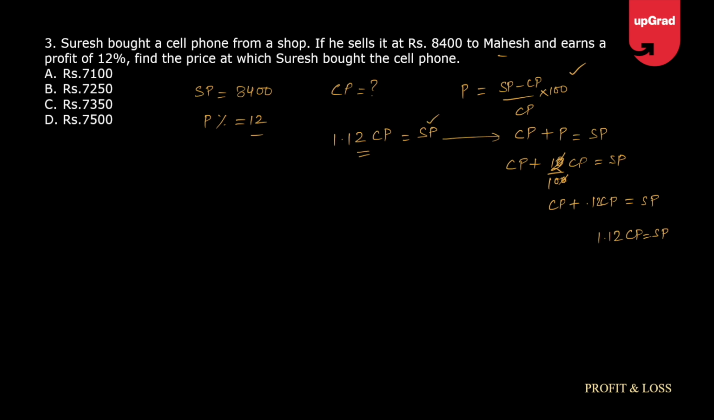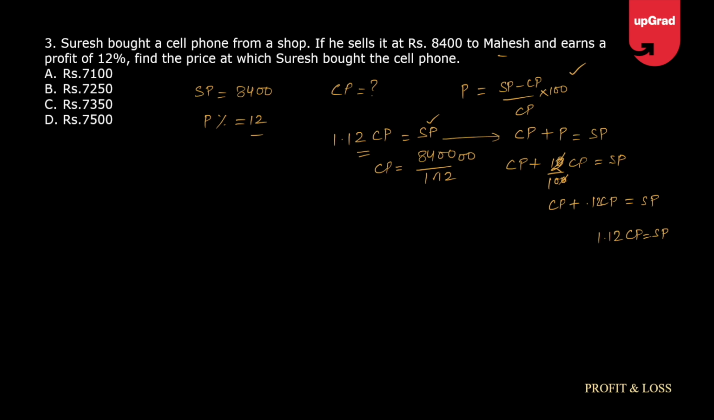Now out of this, I know selling price, which is 8400. So when I divide it by 1.12, I'm certainly going to get my cost price. And if I remove the decimals, this is how it will be. And it is a simple calculation now.